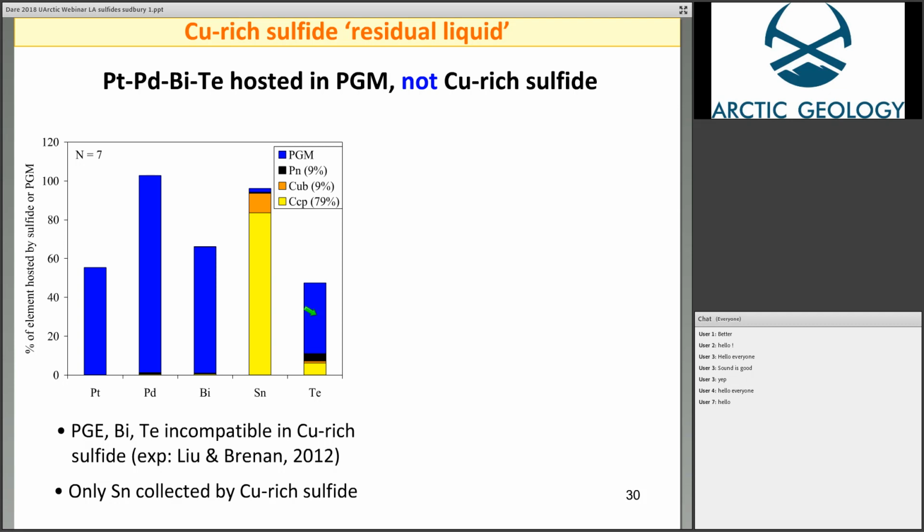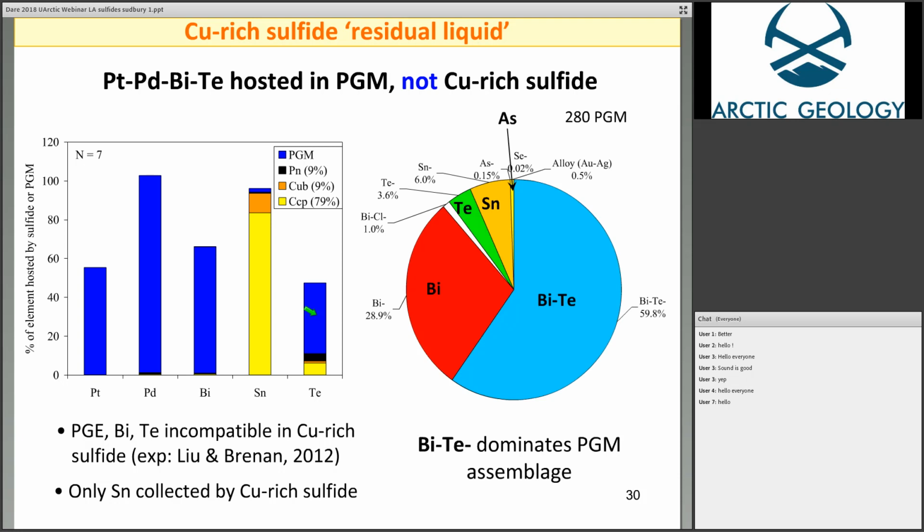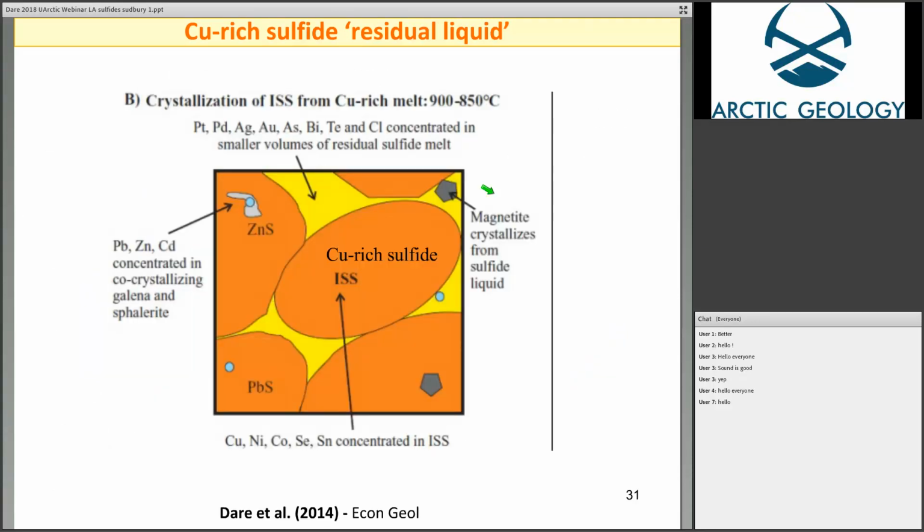And in fact, this agrees with experiments of Liu and Brenan in 2012 that platinum, palladium, bismuth, and telluride are just incompatible in copper-rich sulfide. They just do not fit in the structure. Therefore, they're enriched in any residual small volume liquid. And here's a pie chart of the type of platinum group minerals from these samples, which really is dominated, in volume, by bismuth tellurides, bismuthides, and a small amount of tin minerals.